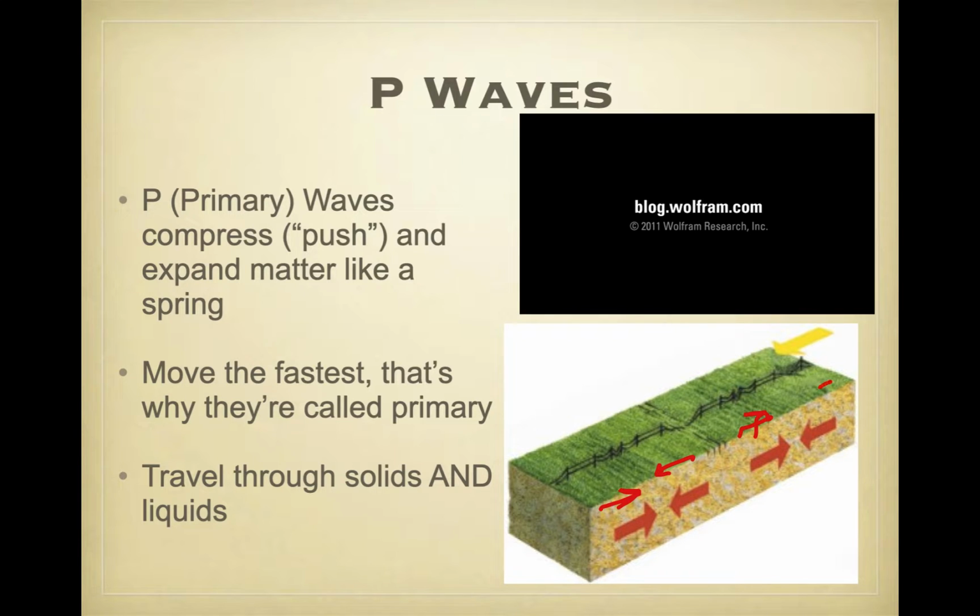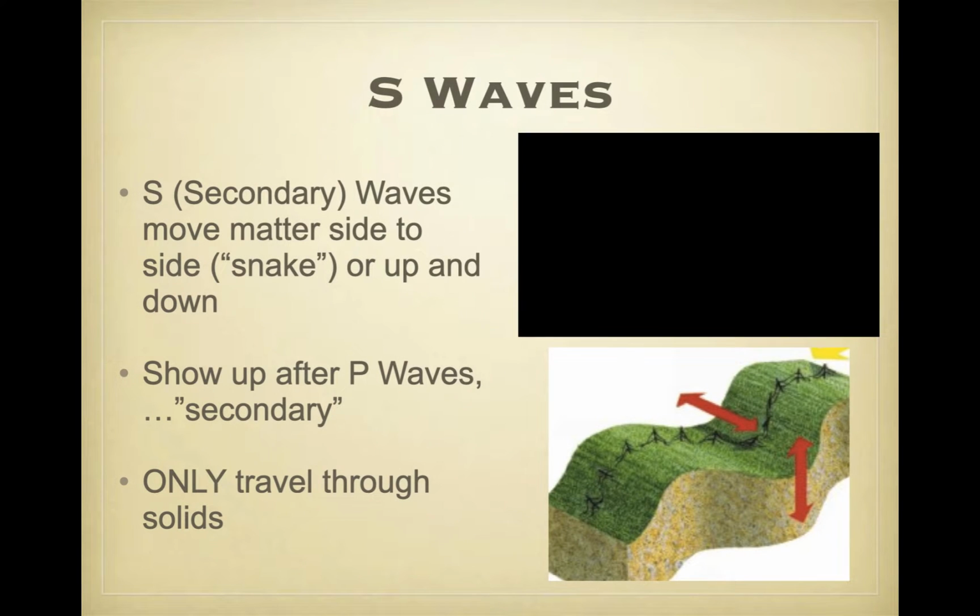These are compressing together. But then you notice right here, these are moving apart. And so you can see the fence is all broken. The next type of seismic wave are S waves. S wave stands for secondary waves. They move matter side to side like a snake or up and down.